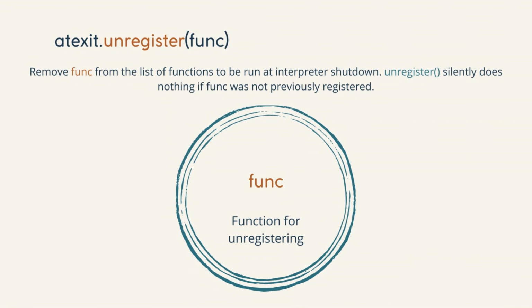Unregister method. Remove func from the list of functions to be run at interpreter shutdown. Unregister silently does nothing if func was not previously registered. If func has been registered more than once, every occurrence of that function in the atexit call stack will be removed.